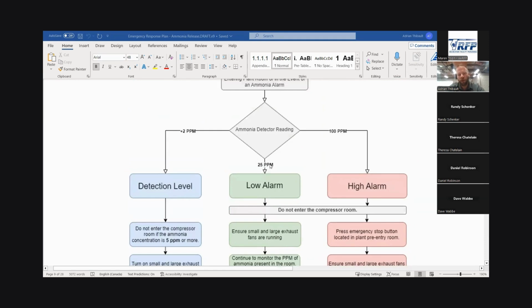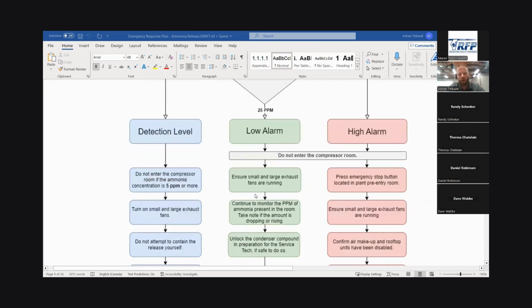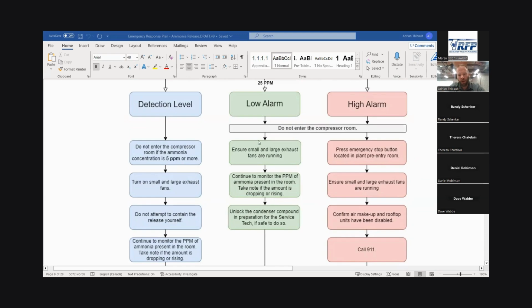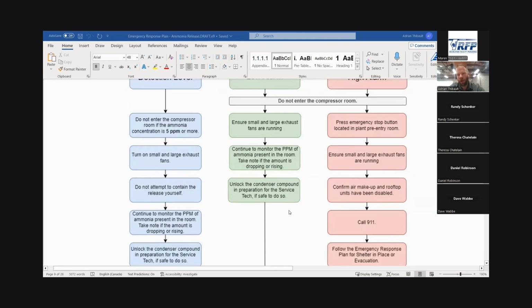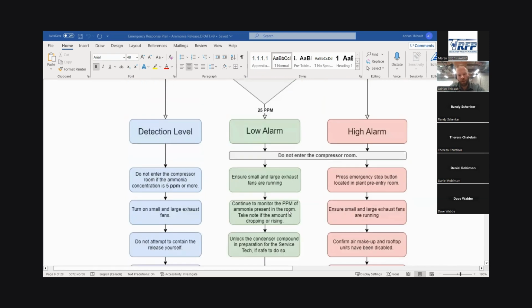And then if we're reading 25 parts per million and up, we're in a low level alarm. We're not entering the compressor room. We're turning on the large and small exhaust fans, continuing to monitor the ammonia level, unlocking the condenser compound, and preparing for the tech to come in. We're still monitoring that level though. That's the big thing, right? We're not leaving the pre-entry room. We're not getting ammonia because the pre-entry doors are sealed.